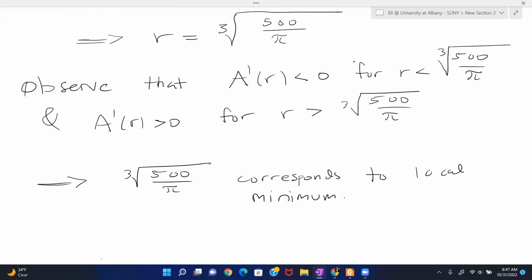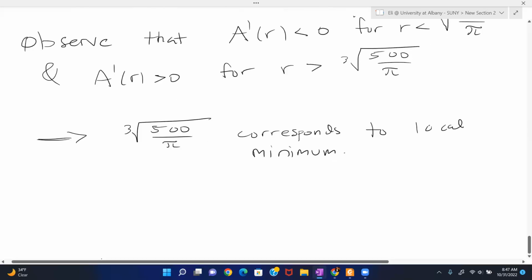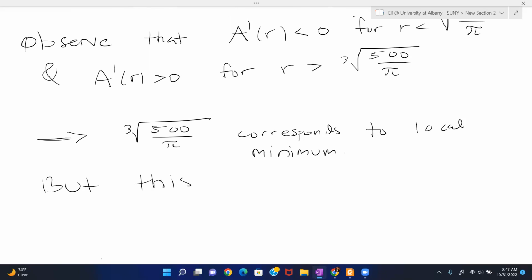But we don't want just a local minimum, we want a global minimum. There could be a lower point. But the thing is that, let's see, how do we want to write this? Oh, I guess the point is this, that this actually is the global minimum.